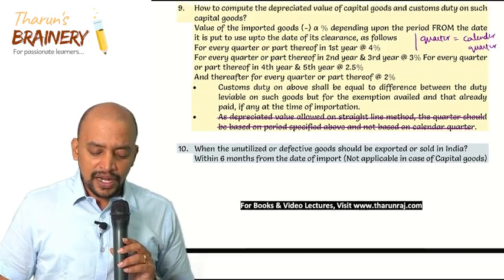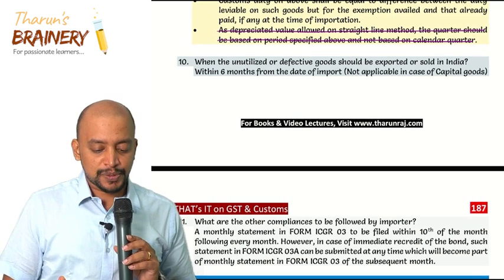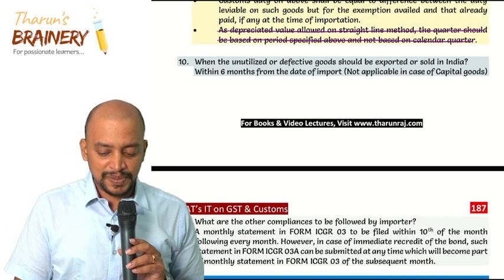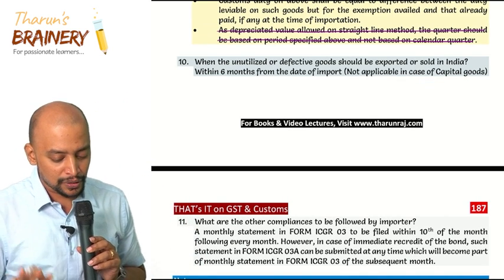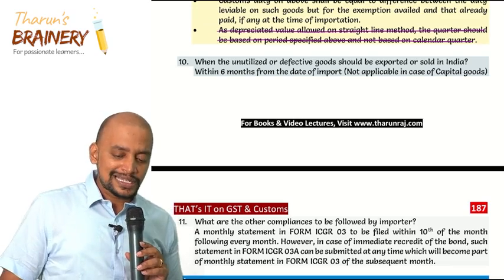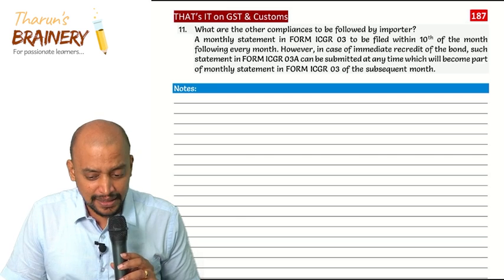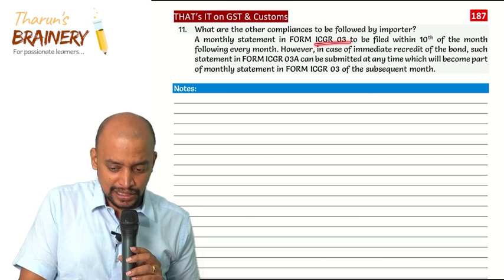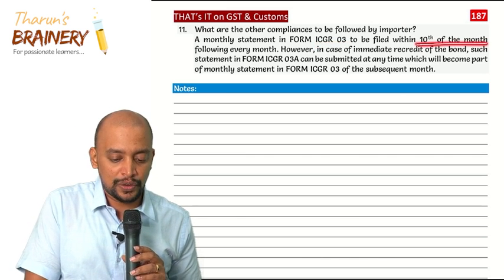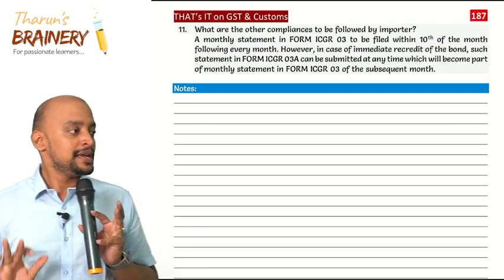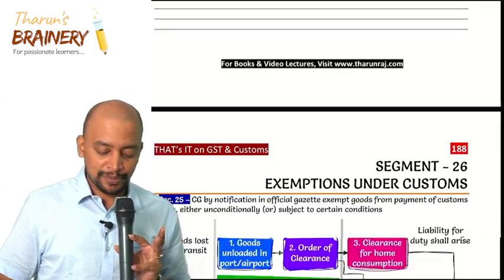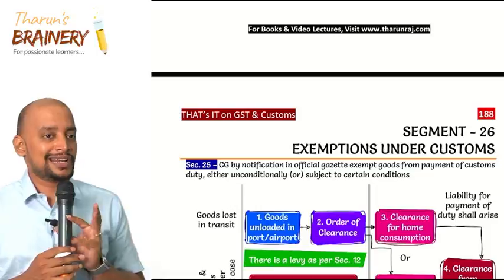Then, unutilized or defective goods should be exported within 6 months. Is that 6 months time limit applicable in case of capital goods? No. And all these data needs to be reported in a monthly statement, and that monthly statement is ICGR 3, to be filed by the 10th of the month following every month. So these are the points that you need to remember. With this, procedures under customs is over.